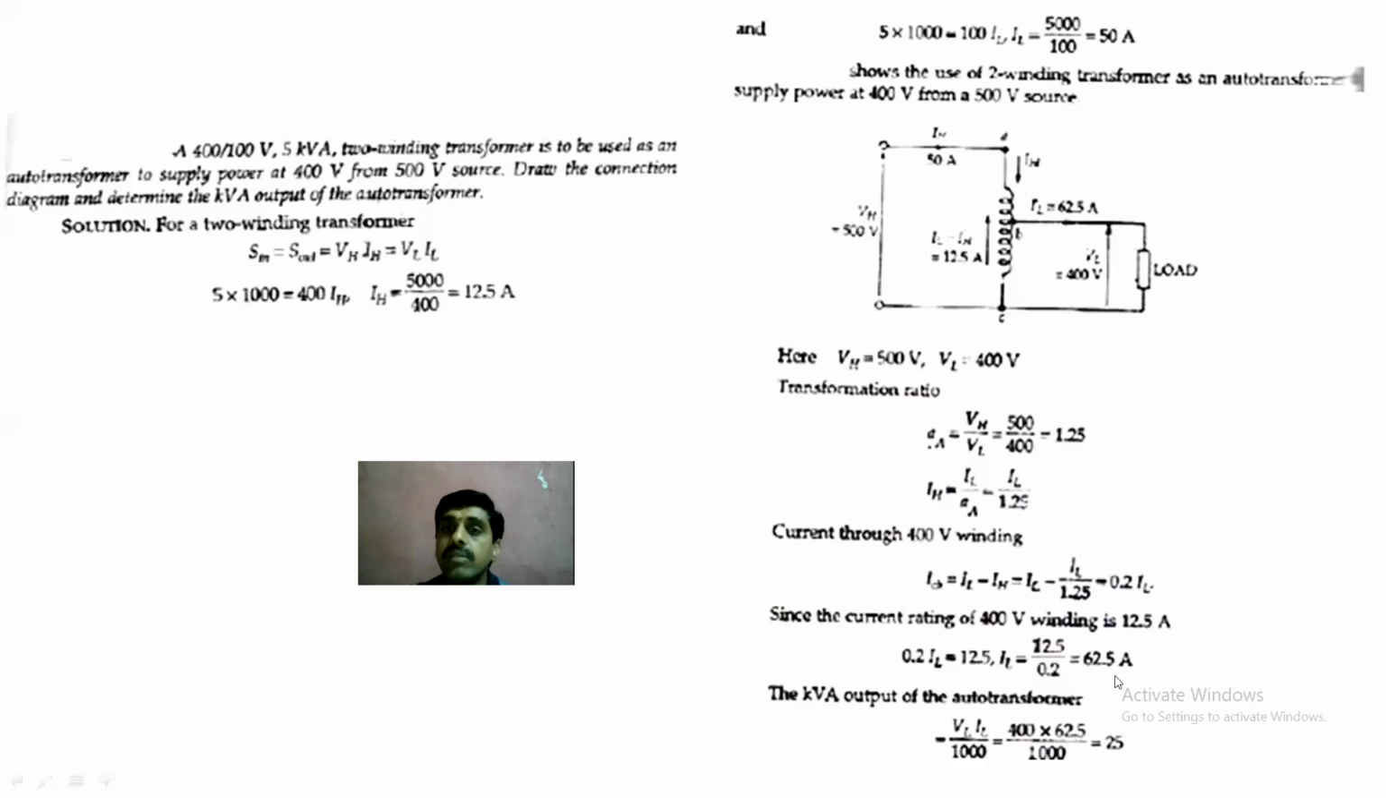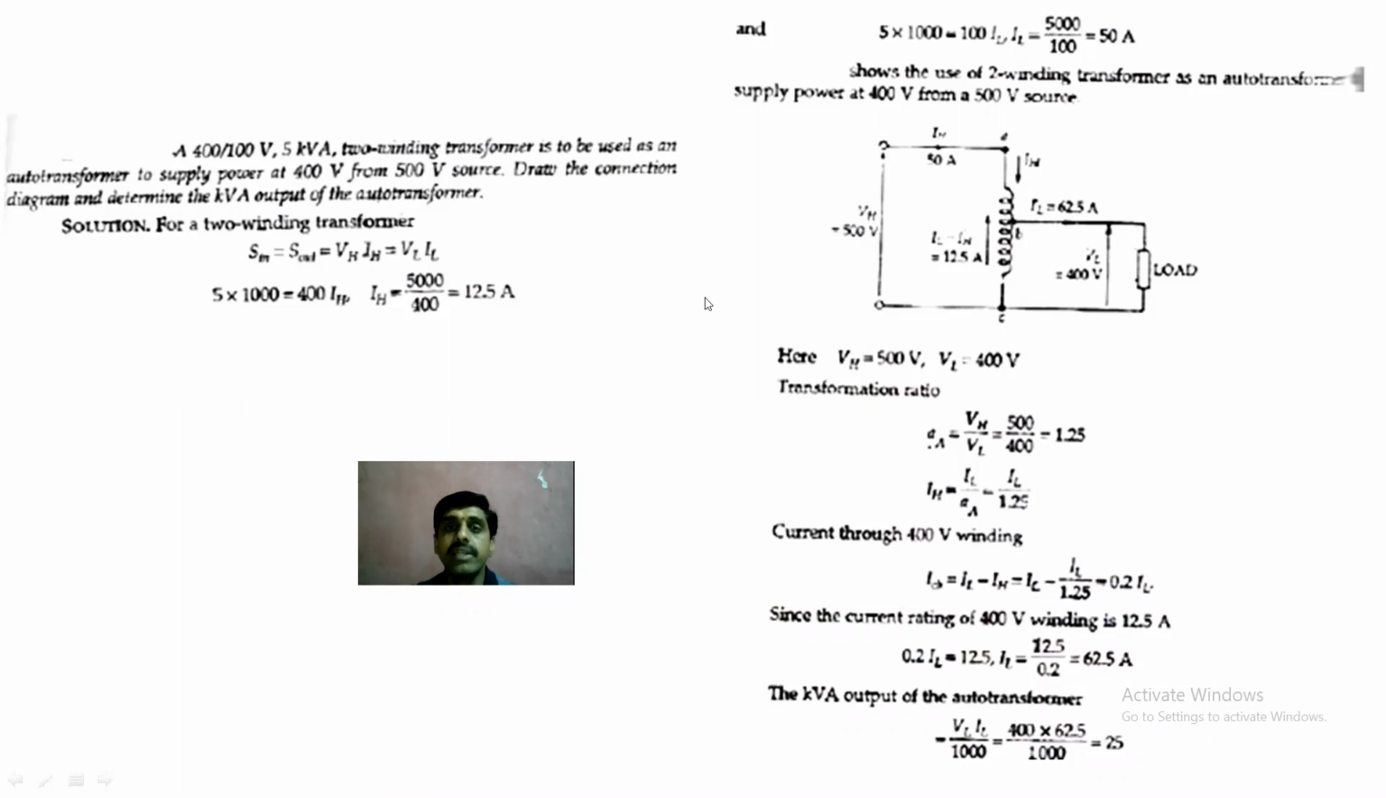So for the auto transformer connection, what is the current in these terms? If you know these two formulas, first from the normal two winding transformer you get IL and IH, and you substitute these values in the auto transformer, you will get the currents in the auto transformer. Then what is the kVA output of the auto transformer? It is nothing but VL times IL. So 400 into 62.5, this is the current here on the low voltage side, and you will get the kVA rating.